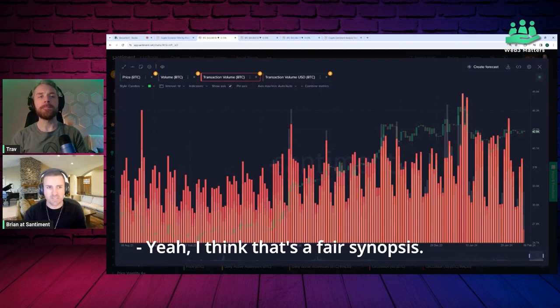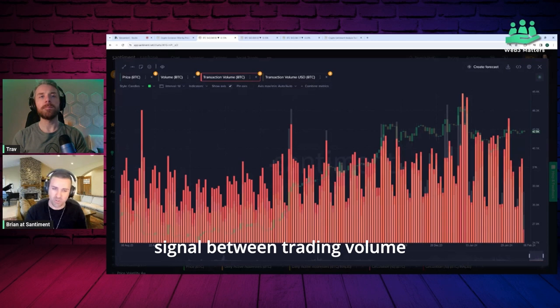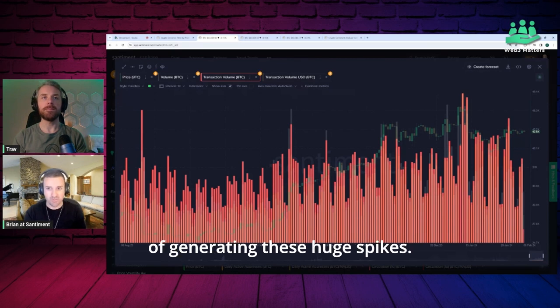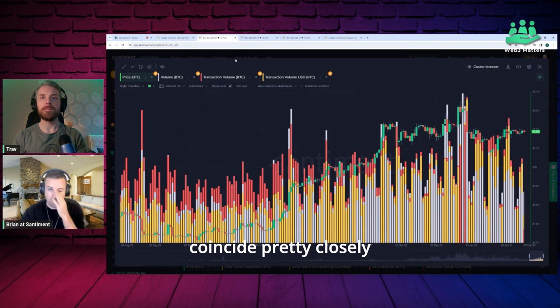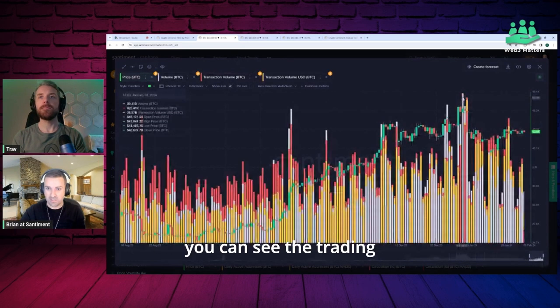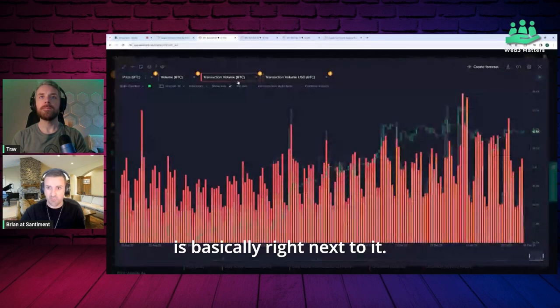Yeah, I think that's a fair synopsis. Transaction volume can be a little tricky. It's almost like a hybrid signal between trading volume and whale transactions, because you're absolutely right, only the big players are really capable of generating these huge spikes. You'll often see that it coincides pretty closely with what trading volume is doing. Just like we saw here, for example, you can see the trading volume spike in white right there, and then transaction volume is basically right next to it.